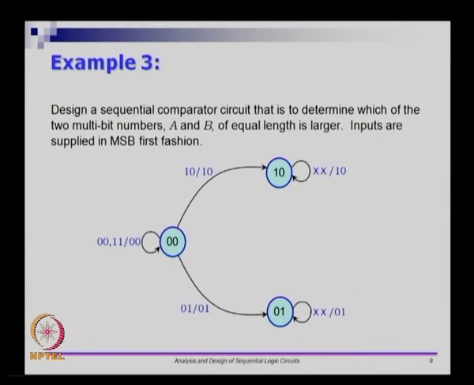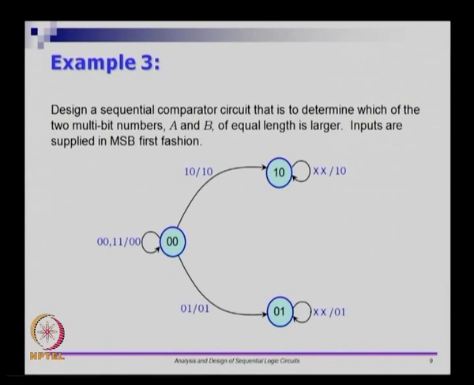So now let me move to the next example. Design a sequential comparator circuit, that is to determine which of the two multi-bit numbers A and B of equal length is larger. Inputs are supplied in MSB first fashion. So let us first understand what the problem is.